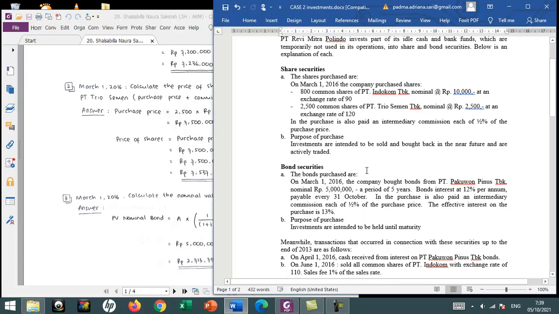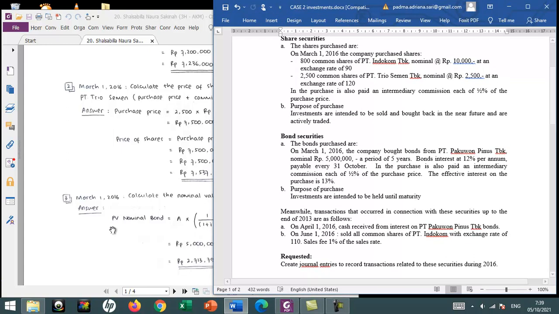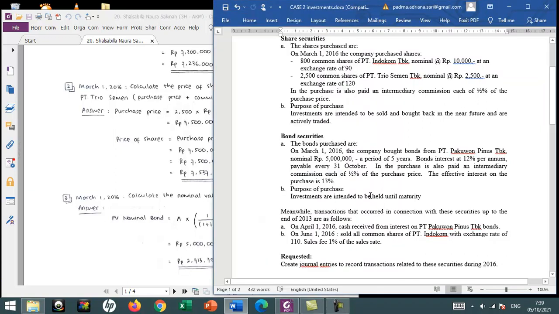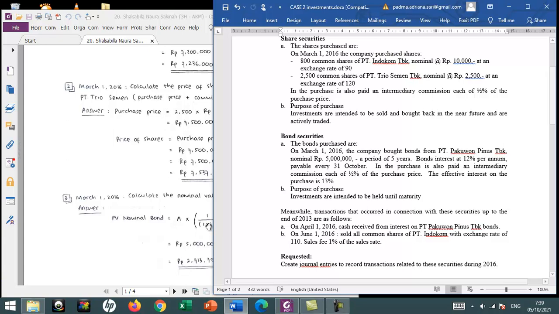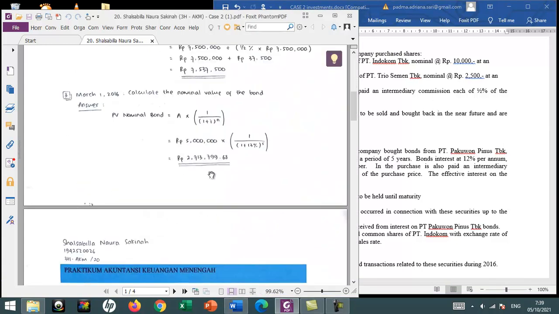Next we need to make calculations about the bond securities. We need to count the nominal value. The nominal value is 5 million, and then we count it with the present value. This is the formula for present value, and it is already correct. We put the interest here, 13%, and the period of years, 5. The present value of the nominal is 2 million.